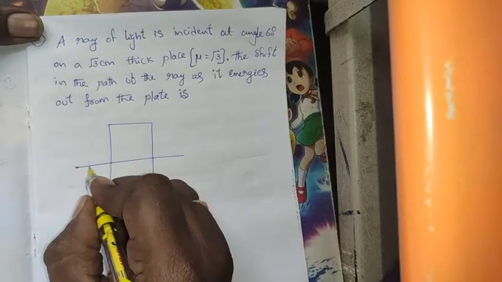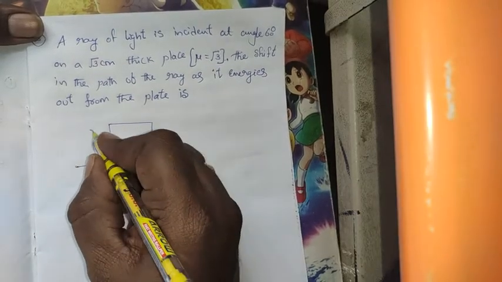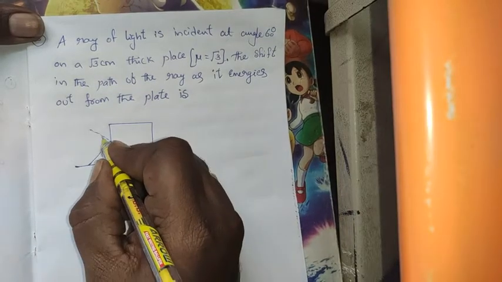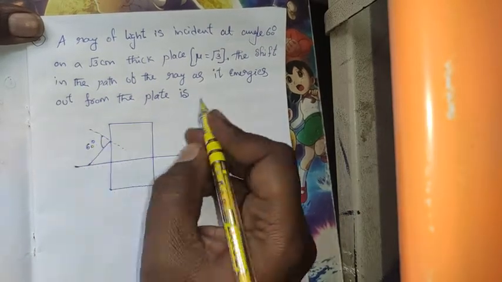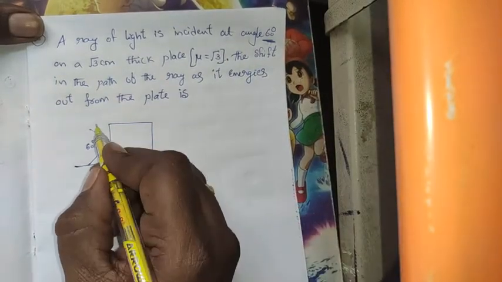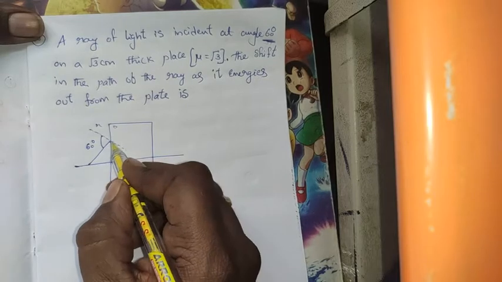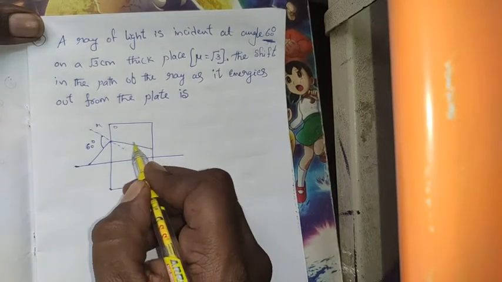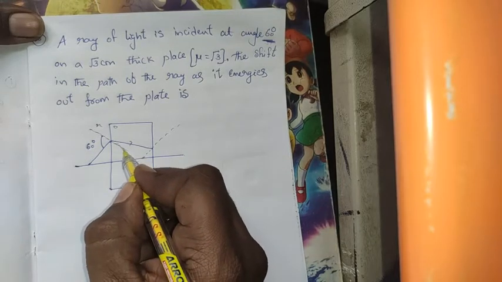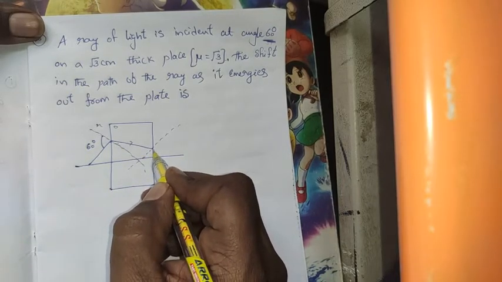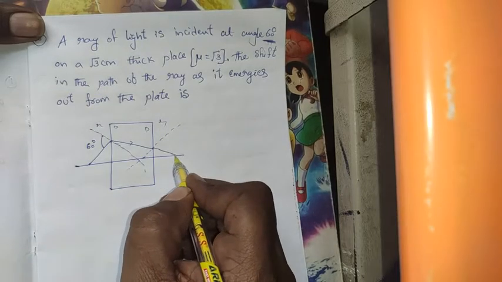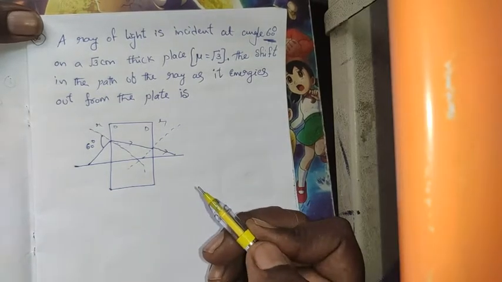Whenever the light is incident, this is the normal, and the angle of incidence here is 60 degrees, as given. We know that light traveling from rarer to denser bends towards the normal. Again, this is the normal. When it comes from denser to rarer, it bends away from the normal, like this.